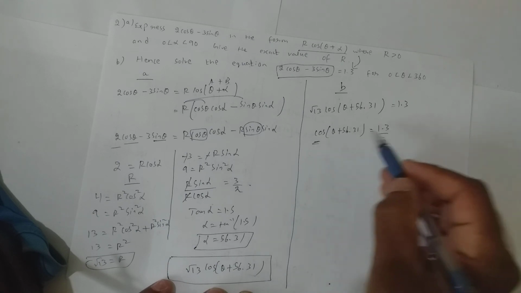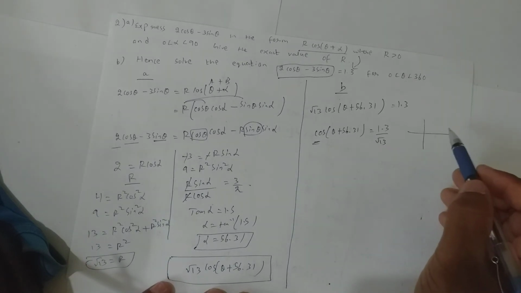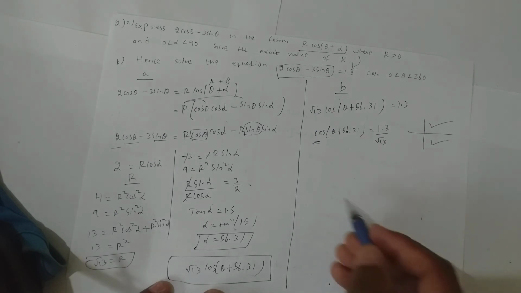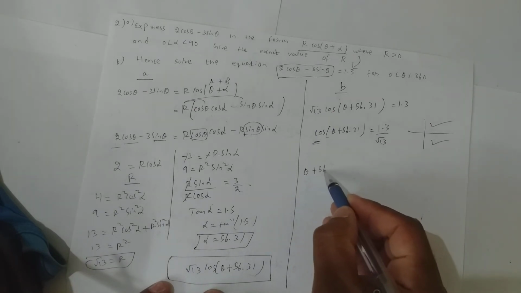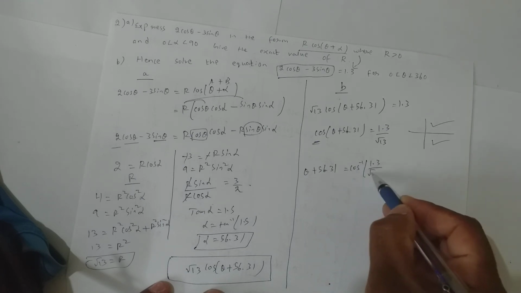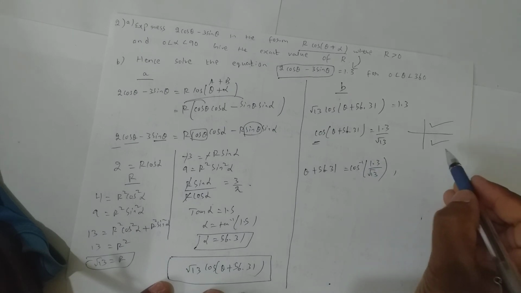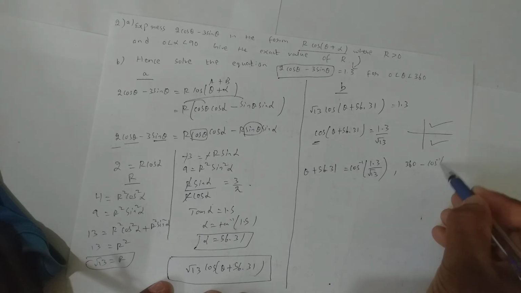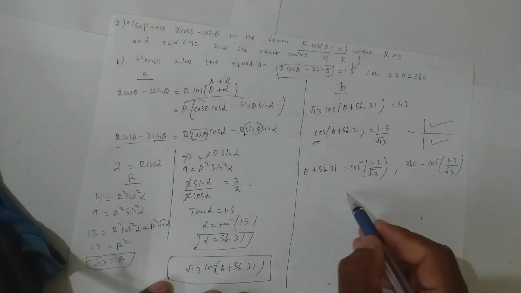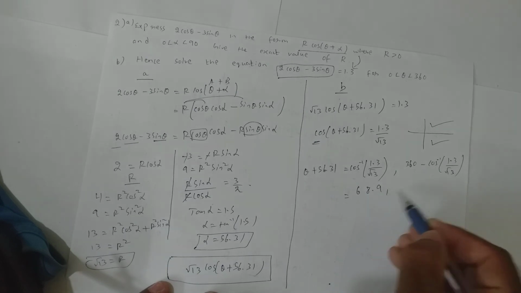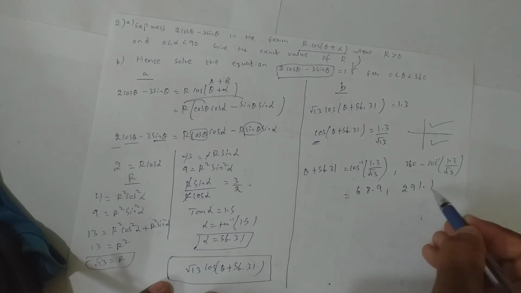Here I have cos, it's positive. Where is my cos positive? It's positive in the first and fourth quadrants. How do I get an angle in the first one? Directly, theta plus 56.31 equals cos inverse of 1.3 by root 13. How do I get an angle in the fourth quadrant? Using 360 minus cos inverse of 1.3 by root 13. Clear? If you place it in the calculator, this value you get is 68.9 and this value you get is 291.1.